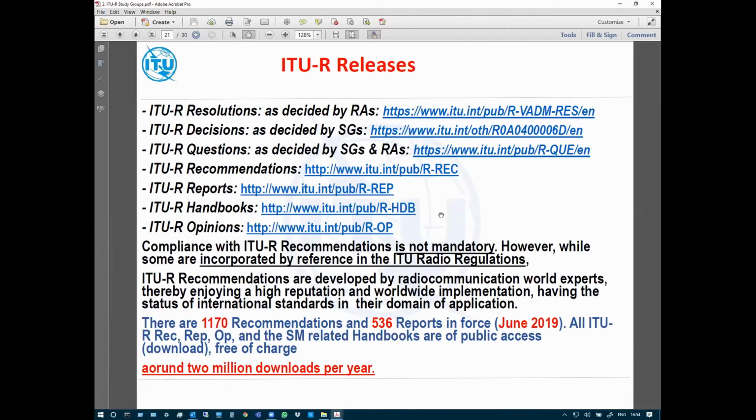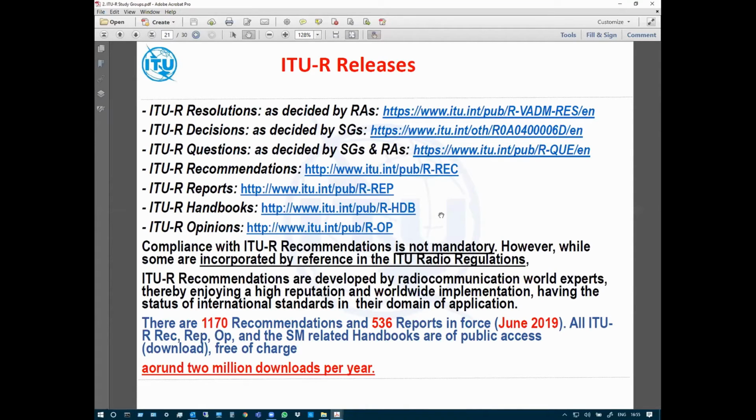Some comments about the ITU-R recommendations. Compliance with ITU-R recommendations is not mandatory, with some specific exceptions as contained in Volume 4 of the Radio Regulations, that we are going to explain tomorrow, the so-called recommendations incorporated by reference. But excepting these recommendations incorporated by reference, the ITU-R recommendations are taken on a voluntary basis.